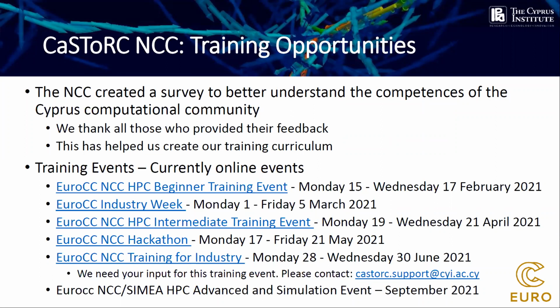Our current event is the Industry Week that we're in now, in the first week of March. Our next training event is the intermediate training event, which will take place in April. We also have a hackathon planned for May, an industry training event in June, and our advanced training event in September. Details of all of these events can be found on the CaSTORC website and through our meetup page.